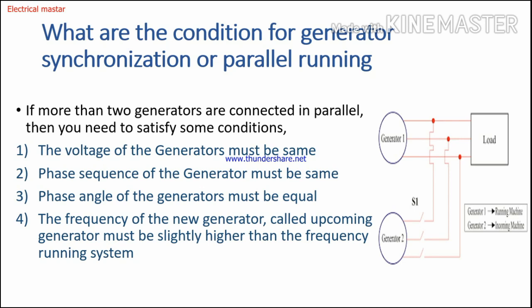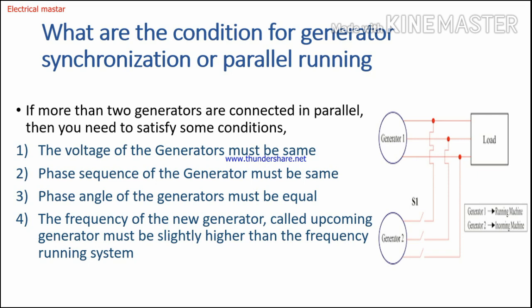The voltage of the generators should be the same, like if the output voltage is 440 or 420, whatever, the voltage should be the same. Similarly, the phase sequence of the generators must be the same. The phase sequence should be the same for all connected generators, and the phase angle between the generators must also be equal. And finally, the frequency of the generators must be the same.